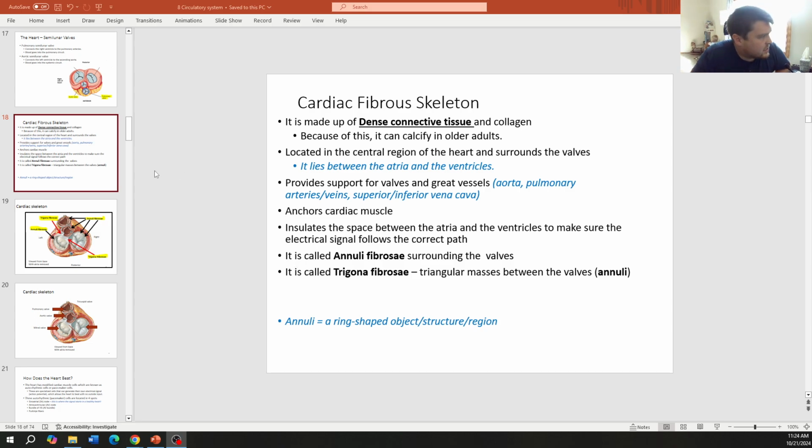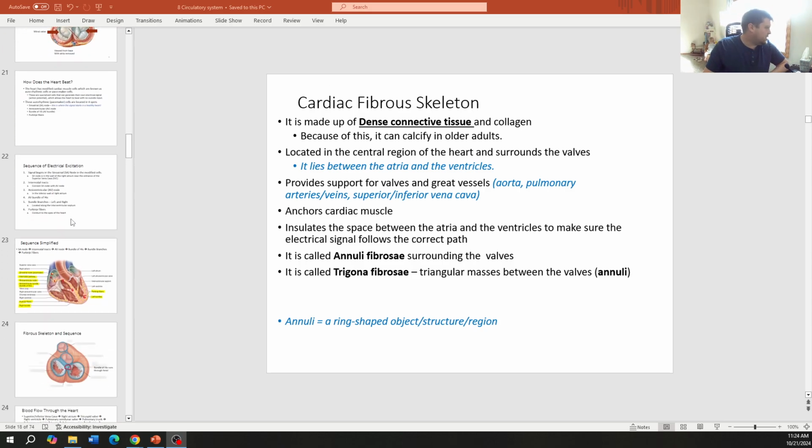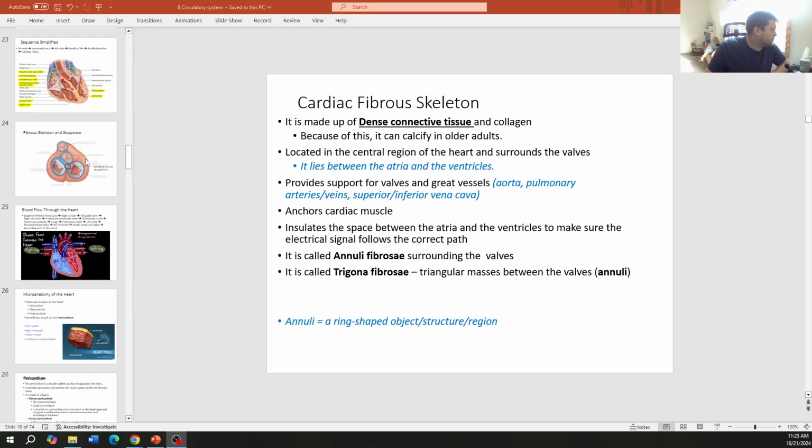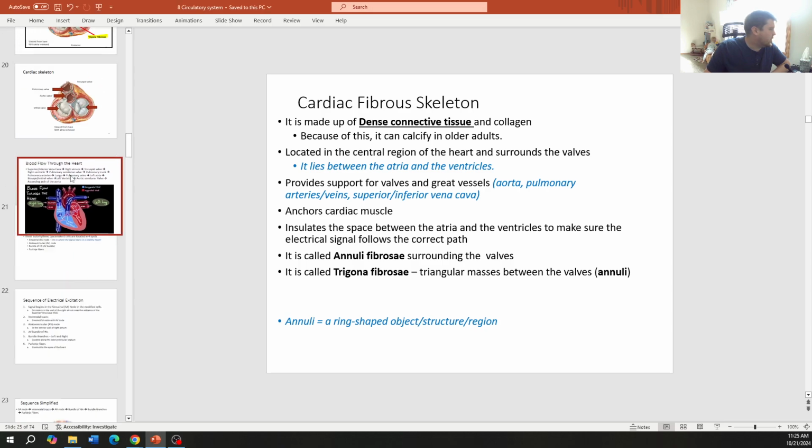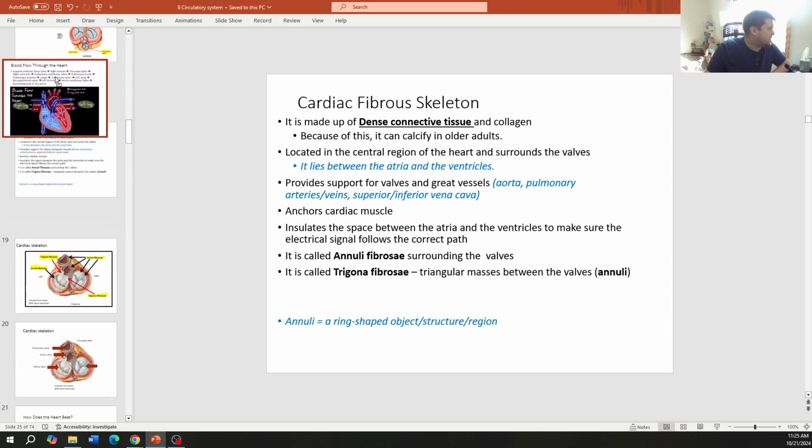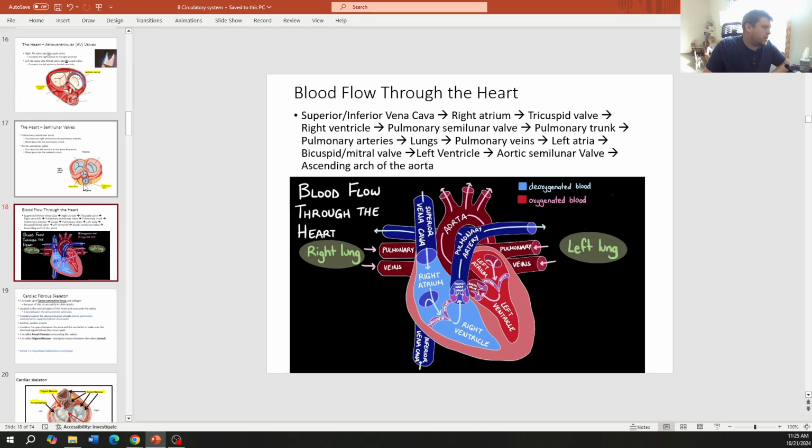So there is another structure. Actually, you know what? I'm going to do the flow of blood now. I think it fits a little bit better here. So following along with me, blood enters the heart. I should say the professor that I took these slides from doesn't go over the blood flow a whole lot, but it is very important, and I think it does help kind of tie everything together.